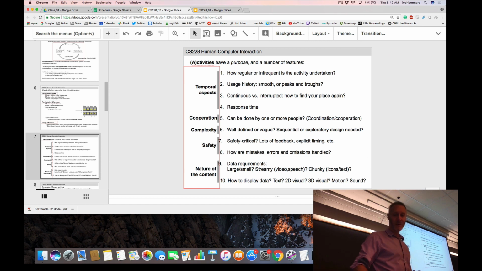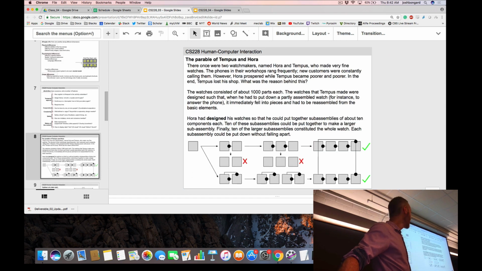Continuous versus interrupted. And we ended last time by thinking about if there's a task where people work on it a piece at a time, that influences the way we start to think about how to design the technology to support it. And in lecture 4, which will start in a few minutes, we're really going to start to focus on this issue of design.